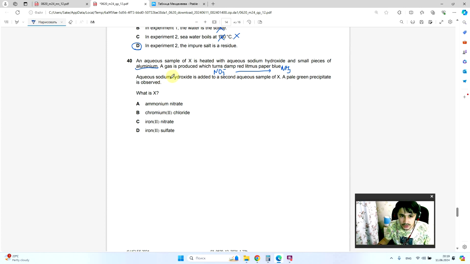Next description. Sodium hydroxide gives a pale green precipitate. A green precipitate is a sign of the presence of iron 2 ions, which give iron hydroxide, which is pale green and insoluble. So probably they mean iron 2. So iron 2 nitrate is the answer. Okay, so we are done.